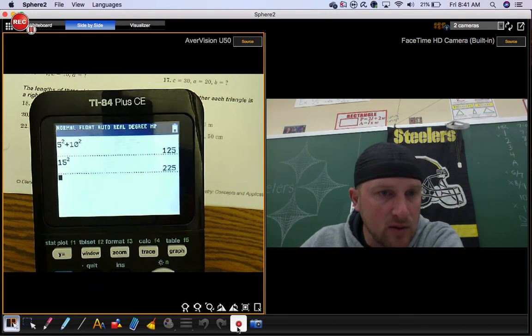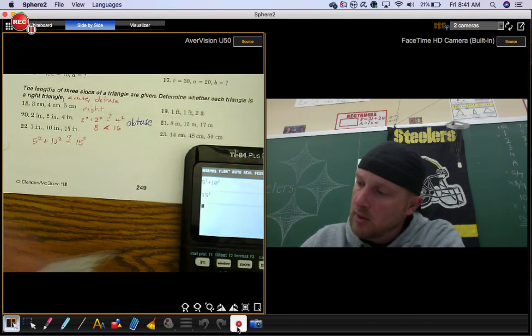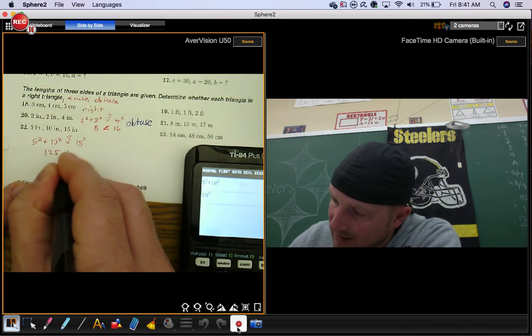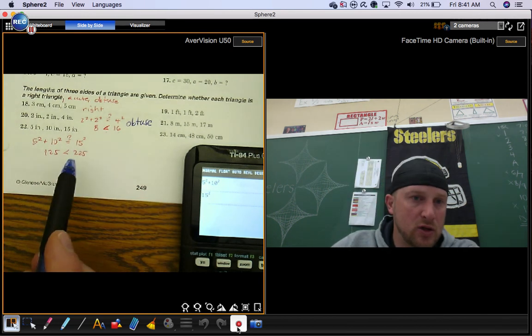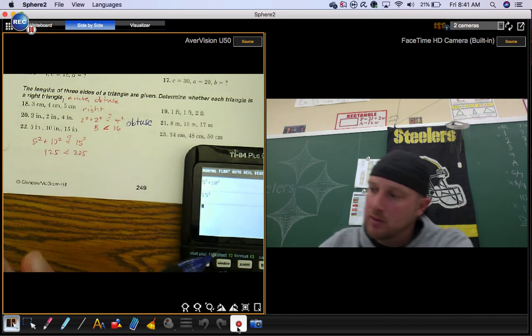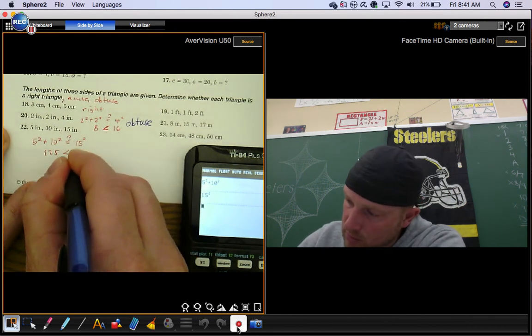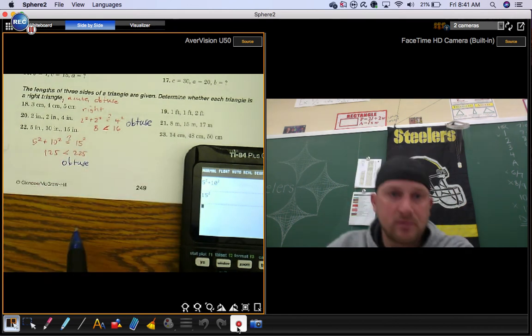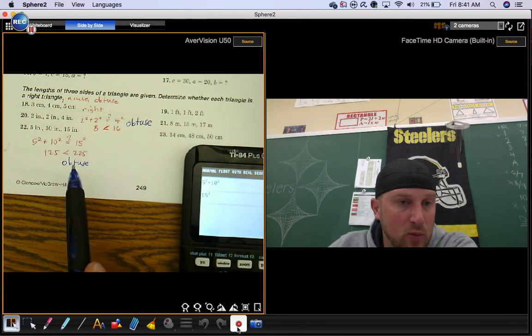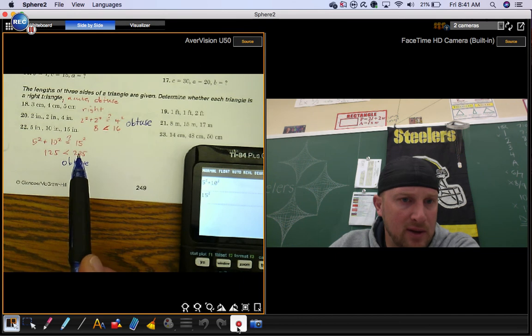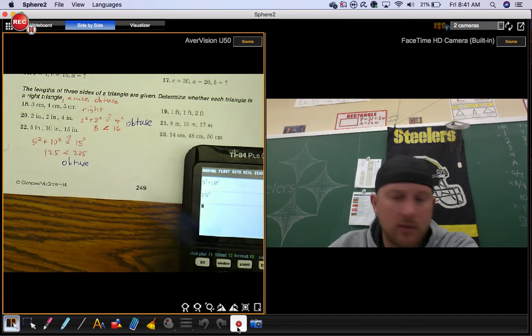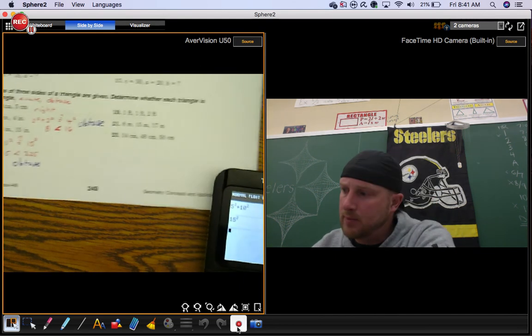Okay, they don't equal each other. 125 is less than 225. So remember, when this side's bigger, it's an obtuse triangle. We didn't really talk about it yet, but what would make it acute? Well, if this side was bigger than that side, you would say it's acute. Okay, let's try these ones over here.